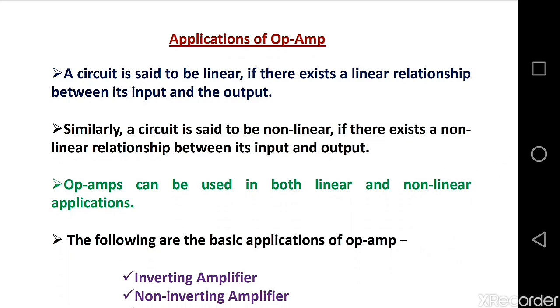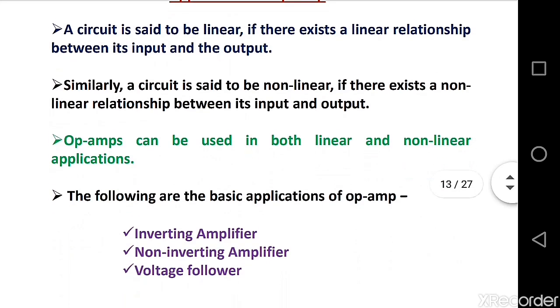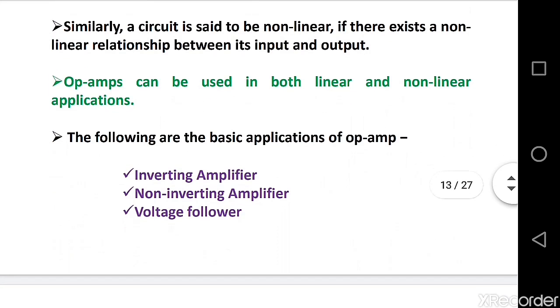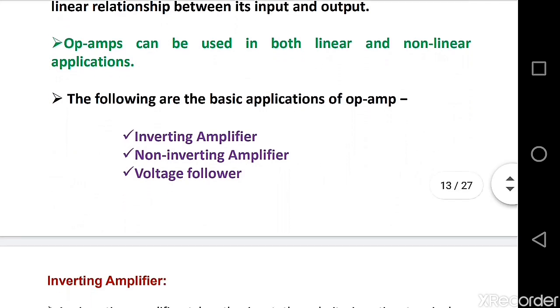Next, applications of op amp. If there exists a linear relationship between its input and output, a circuit is said to be linear, and a circuit is said to be nonlinear if there exists a nonlinear relationship between its input and output. Op amps can be used in both linear and nonlinear applications.